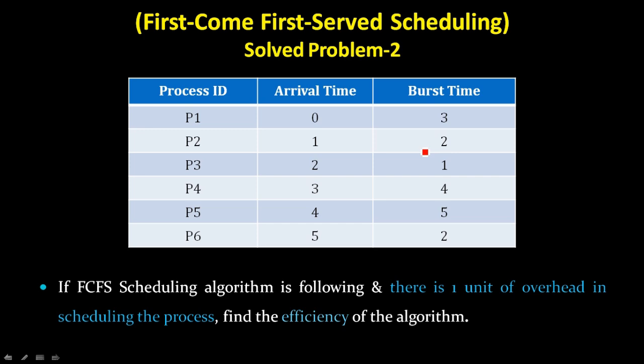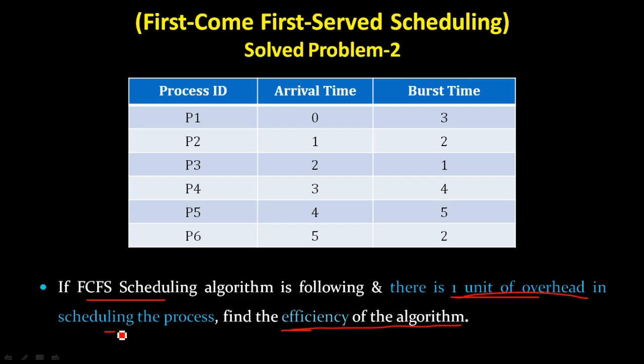If FCFS scheduling algorithm is followed and there is one unit overhead in scheduling the processes, find the efficiency of the algorithm. Now what we need to do is add one unit of overhead to each process and find the efficiency of the FCFS scheduling algorithm by adding one unit of overhead to scheduling the process.